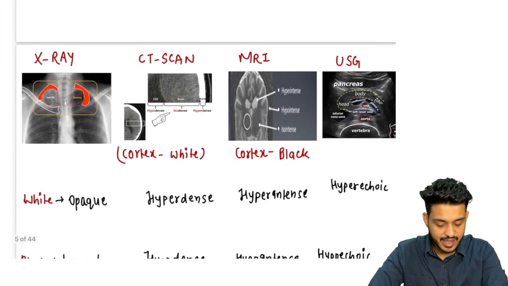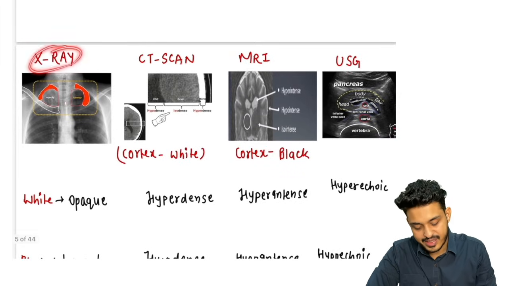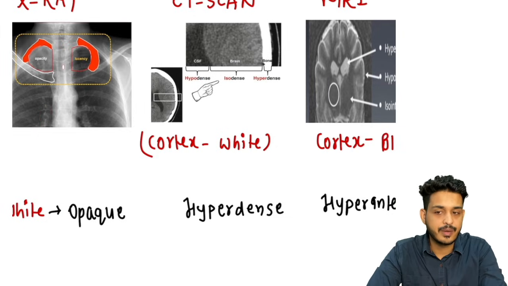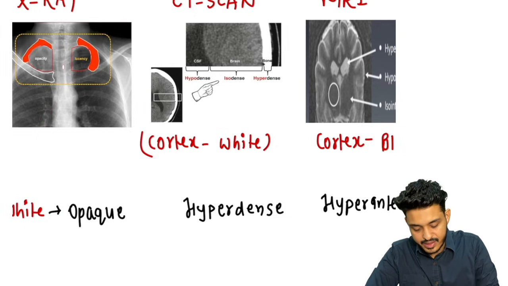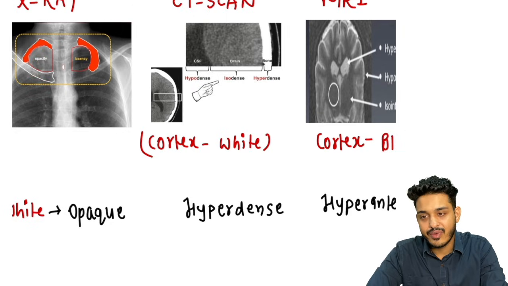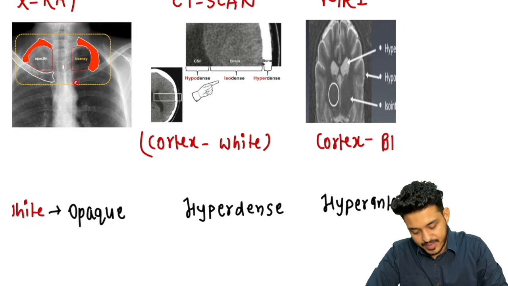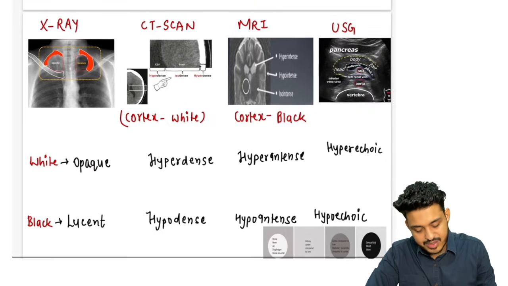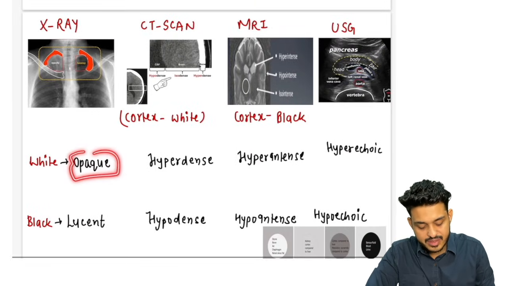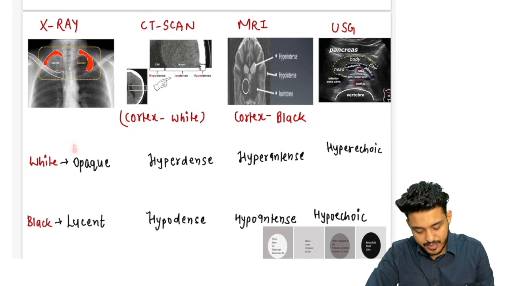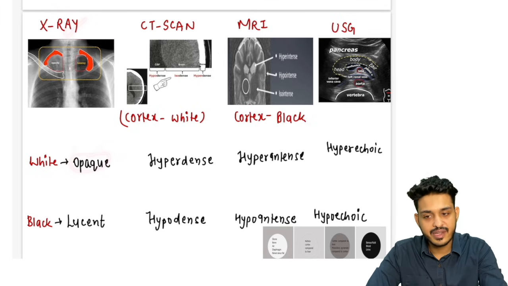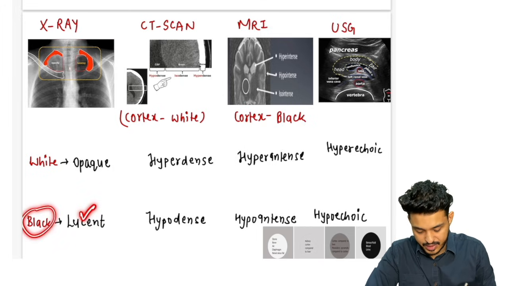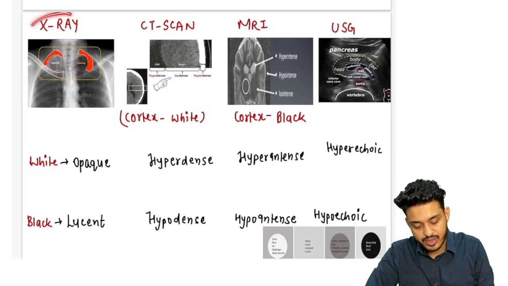Next thing we are having is X-rays. In X-ray, remember two things. If something is appearing white, it is known as opaque, and something appearing more black is known as lucent. So remember this important thing: opaque means white in the X-ray, and lucent means black.